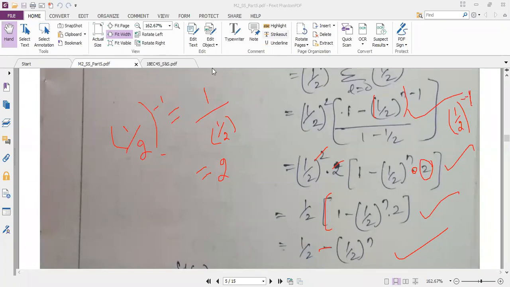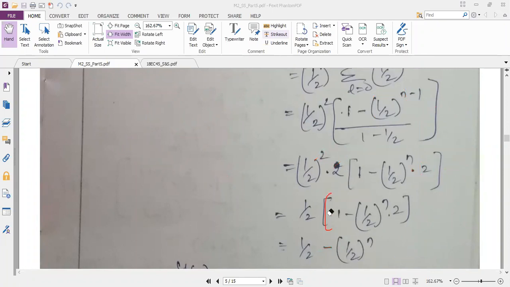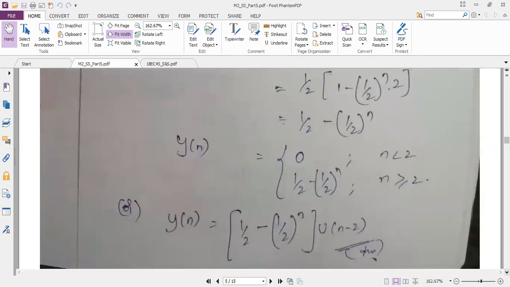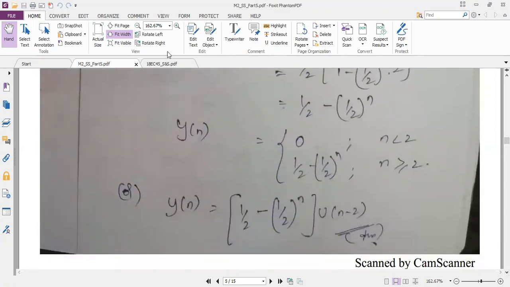Have you all completed this problem? Yes, ma'am. Is it understandable? So final summary of writing output is important. Y of n is equal to 0 when n is less than 2. Y of n is equal to 1 by 2 minus 1 by 2 power n when n is greater than or equal to 2.